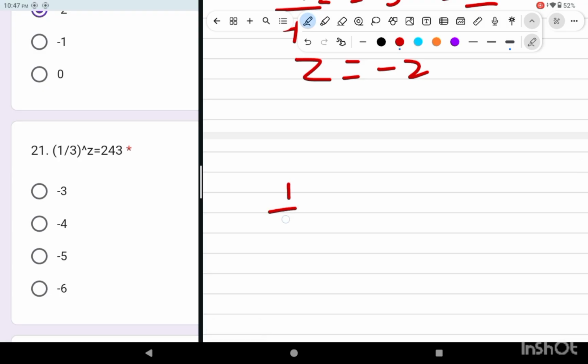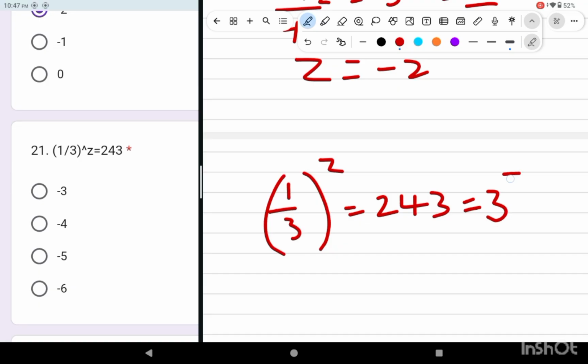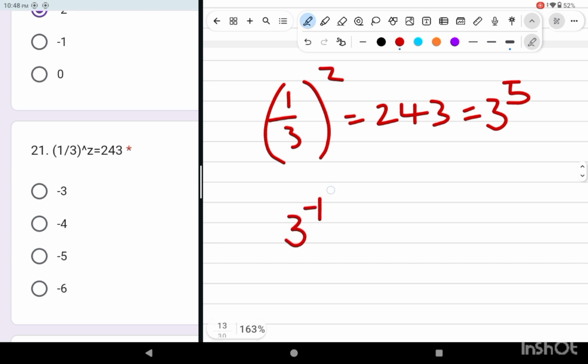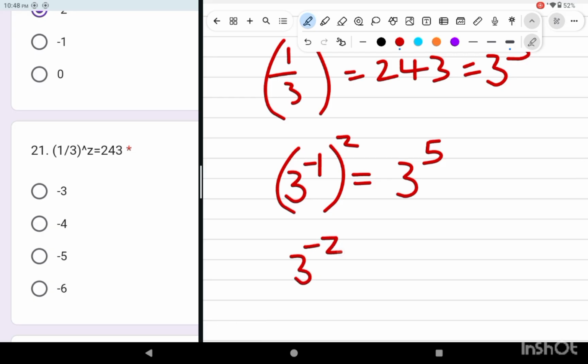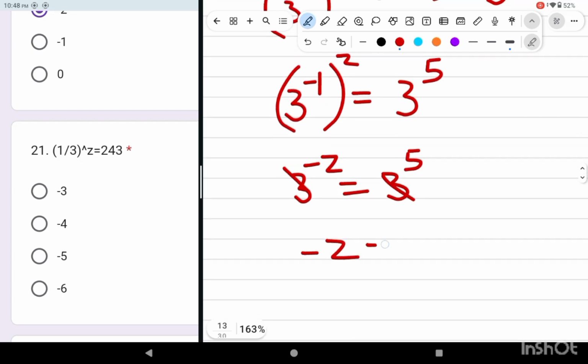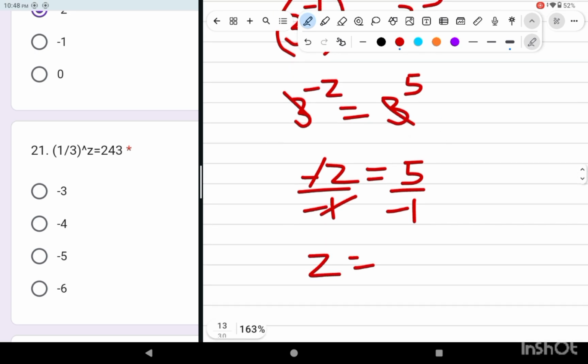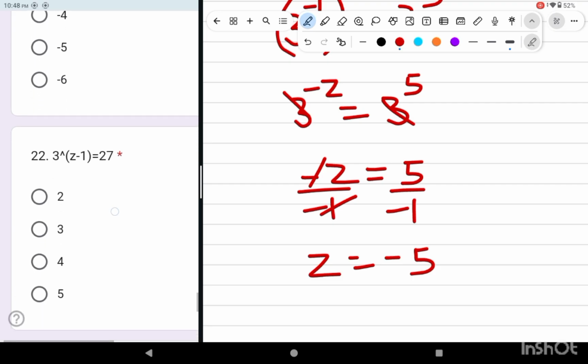Question 21. 1 over 3 all raised to power z equals 243. Rewrite 243 as its powers of 3. That becomes 3 raised to power 5. Now, we need to transform 1 over 3 into 3 raised to power minus 1. So we have it as 3 raised to power minus 1 all raised to power z equals 3 raised to power 5. Multiply out the powers. We have 3 raised to power minus z equals 3 raised to power 5. Since the bases are equal, cancel them out. Minus z equals 5. Divide both sides by minus 1.